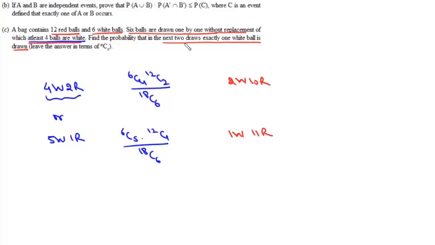Now it says in the next 2 draws exactly 1 white ball is drawn. So for the next stage we have to select any 2 from these 12. So it will be this 12C2, and this one should be white and the other one should be red. So it will be this 2C1 into 10C1. In the same way for this one also it will be this 12C2, and this is 1C1 into 11C1. So this required probability is the sum of these two, which is the answer to this question.